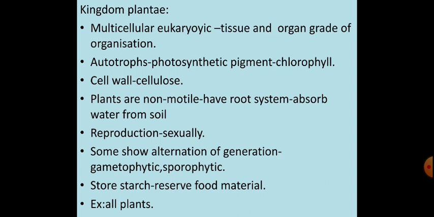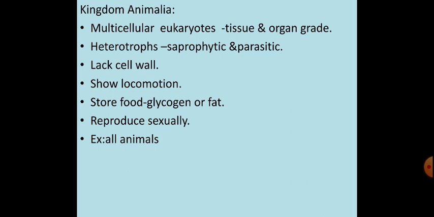Next is Kingdom Animalia, called Metazoa. Again, they are multicellular eukaryotes with tissue and organ grade of organization. All different types of animals come under this kingdom. So they have tissues and organs. Tissues develop into organs. Then, all the animals are heterotrophs.